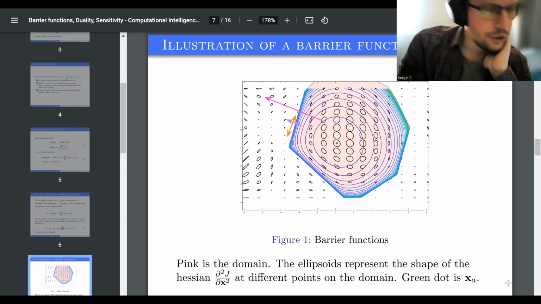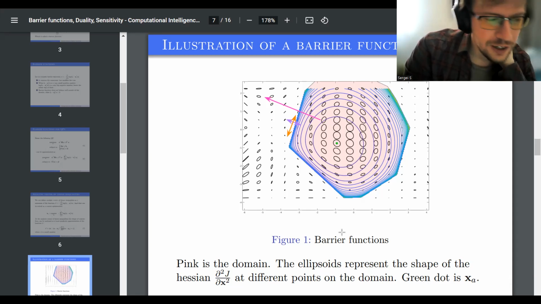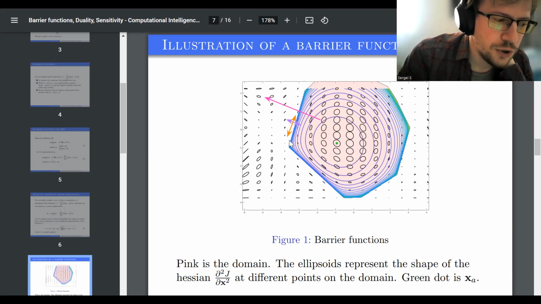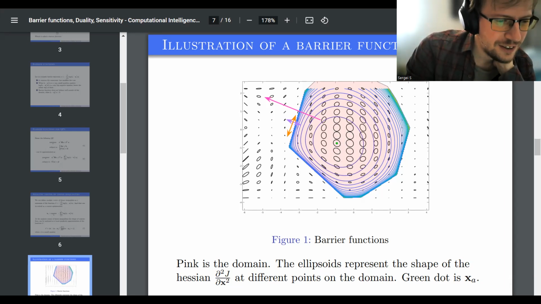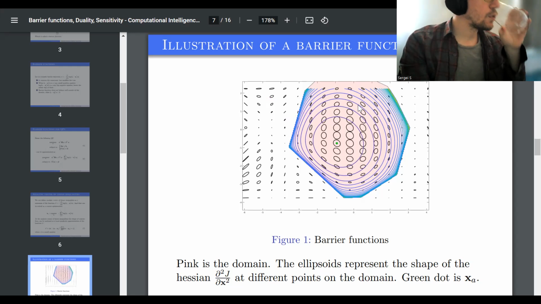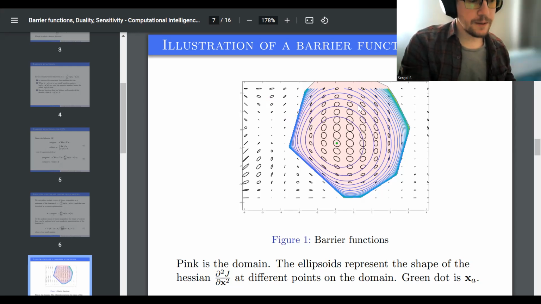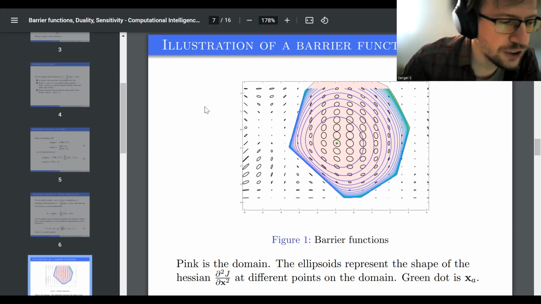Alternatively, maybe you want to make sure that your initial point has some specific curvature properties. Again, use Hessian analysis. Well, this is just basically a set of ideas of how you can deal with a domain defined by inequalities. Questions? I have questions. Okay, no questions, then I will continue on.